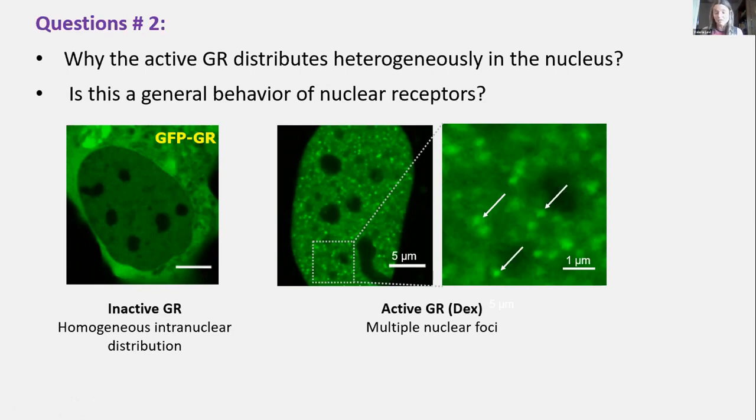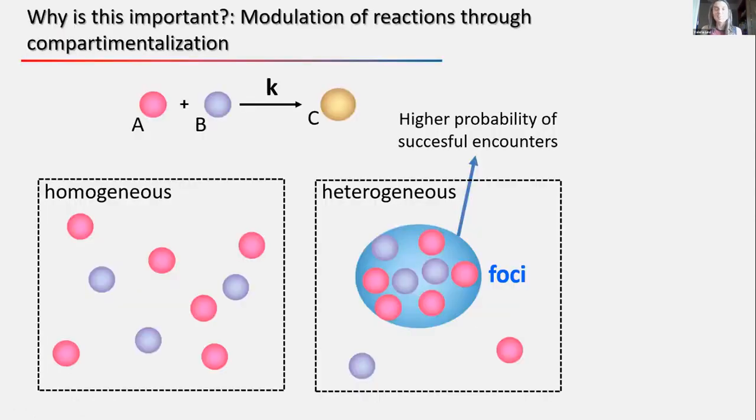Is this general for all nuclear receptors? And the most important question is whether that is important for the biology. And we believe it is important. Let's imagine you have a very simple reaction, A plus B gives C. If you have the molecules distributed in a homogeneous environment, you have a certain probability of interaction between A and B. So you have a given speed of the reaction.